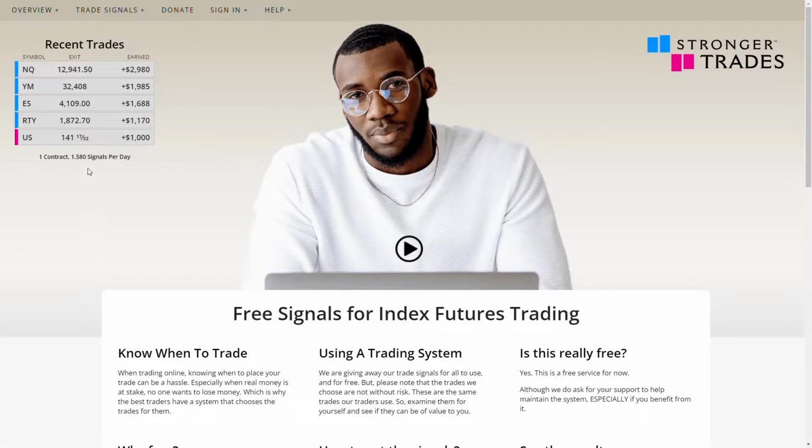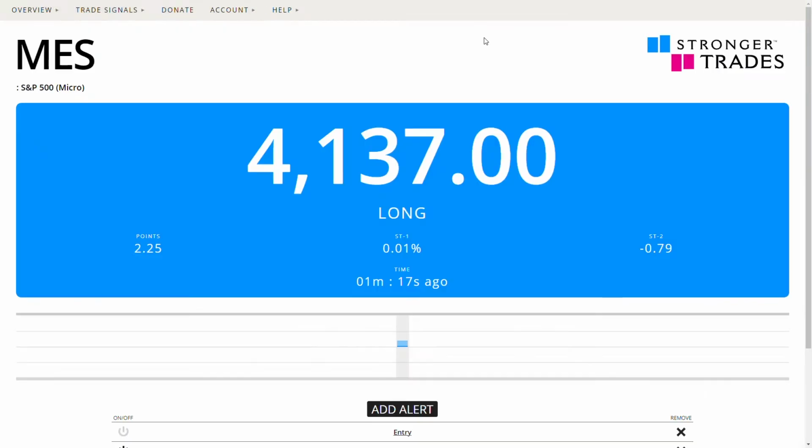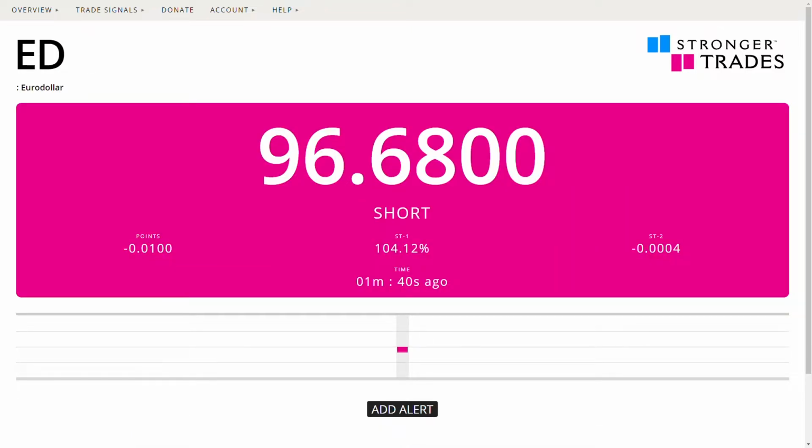To familiarize yourself with our free service, navigate to one of our trade signal pages. There, you will find an entry signal, which will be either a long, cyan, or a short, magenta, colored box.